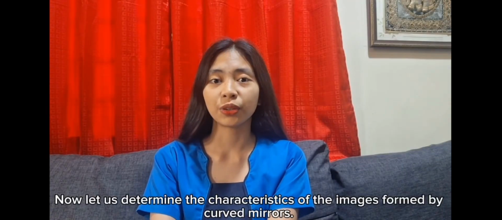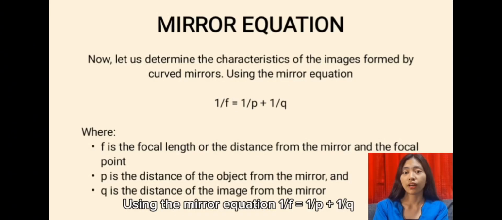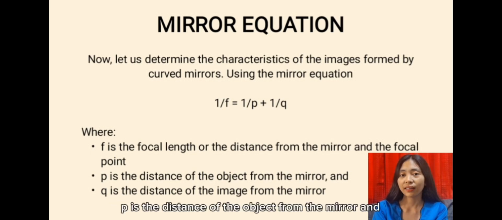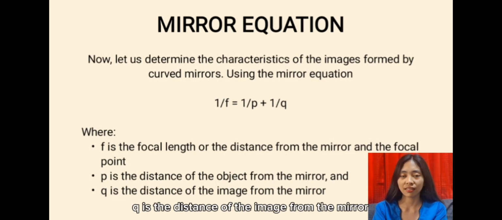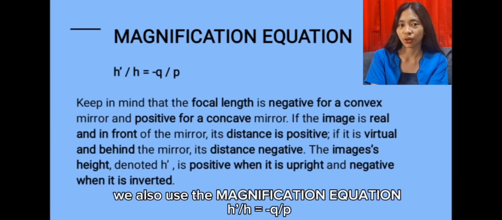And now, let us determine the characteristics of the images formed by the curved mirrors. Using the mirror equation, which is 1/f = 1/p + 1/q, where f is the focal length or the distance between the mirror and the focal point, p is the distance of the object from the mirror, and the letter q is the distance of the image from the mirror. We also use the magnification equation, which is h'/h = -q/p.